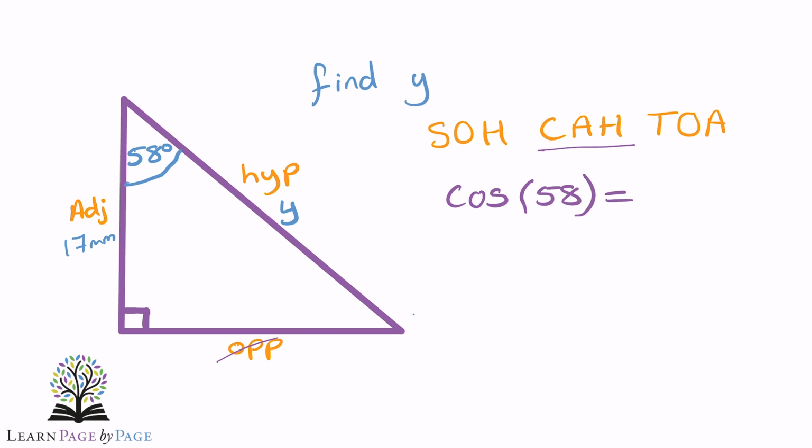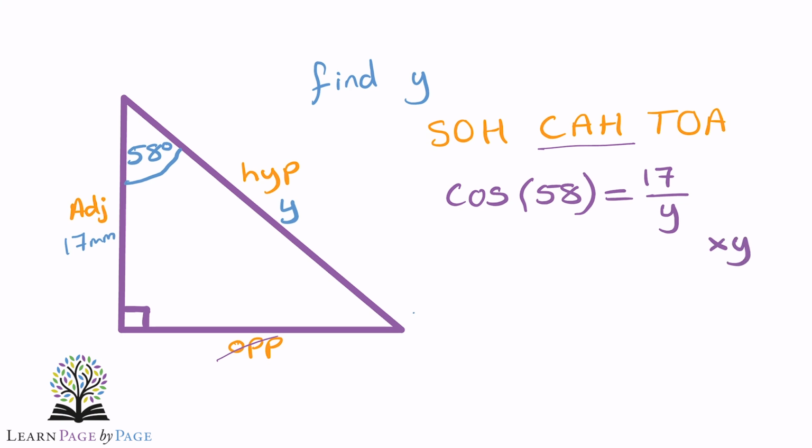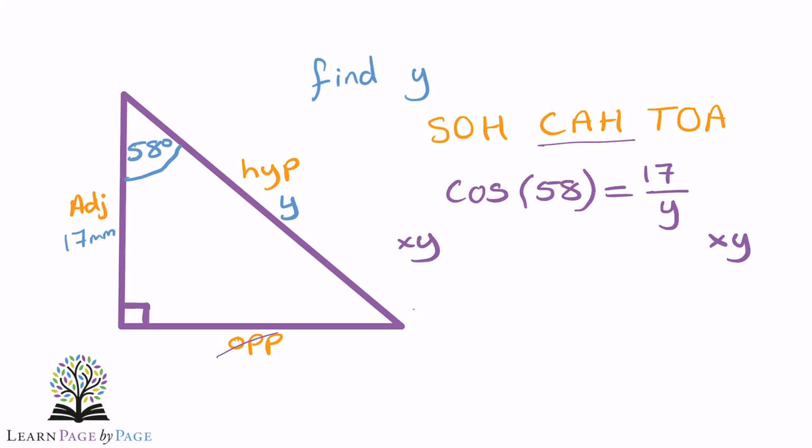And the adjacent is 17 divided by the hypotenuse, which we don't have. That's what we've got to find, and that is Y. Then you're going to rearrange this just like a normal equation. And the first thing you're going to do is move this Y. And the way we do that is we multiply both sides by Y. Remember, you can't multiply by 17. You can only multiply by the denominator.